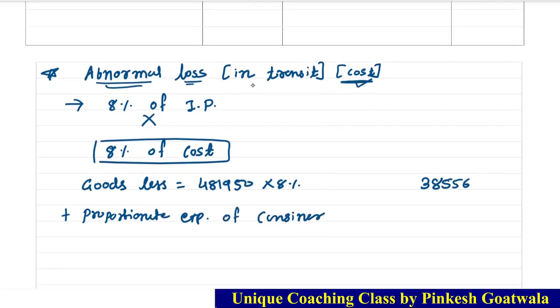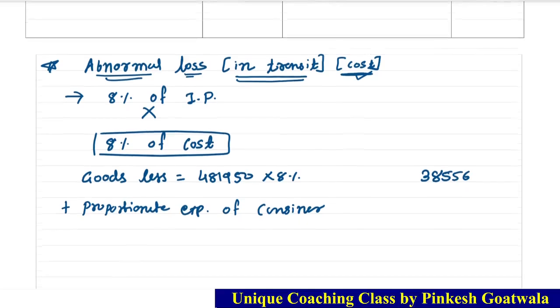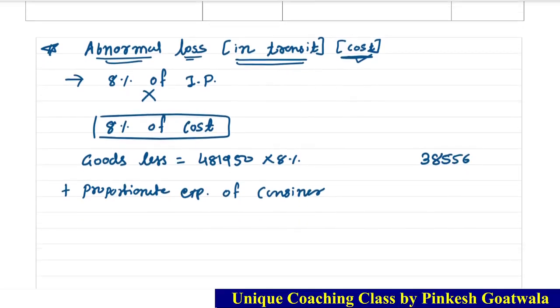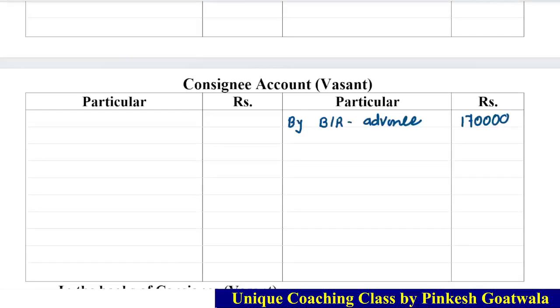So here no, because the loss happened in transit. If this happened in the consignee's shop, or the godown, then we also add the consignee expense. We saw that in a previous video. Here it is on the way, so only the consignor's expense. So how much expense did the consignor incur?